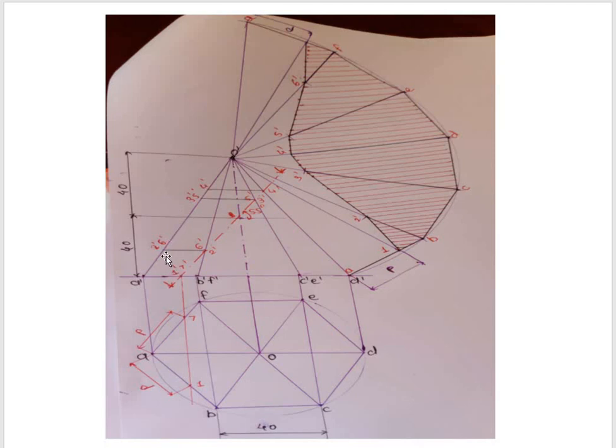Again 1 dash. But see friends, here by passing this AIP, it also cuts the base edges, A dash B dash and A dash F dash. These two sides are cut by the AIP. So here again we will get 2 points, 1 dash and 7 dash. So transfer these points up to the particular side. 1 dash will come on AB, and 7 dash will come on AF.